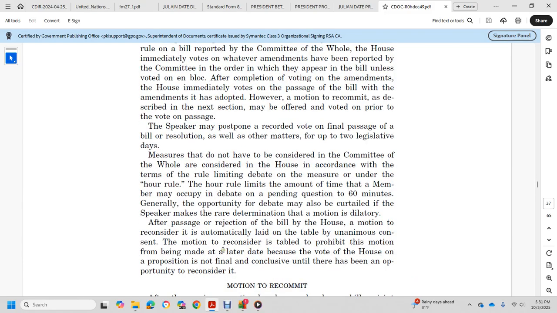The Speaker may postpone the record vote on final passage of a bill or resolution, as well as other matters, for up to two legislative days. Measures that do not have to be considered in the Committee of the Whole are considered by the House in accordance with the terms of rules limiting debate, such as a measure under the hour rule.